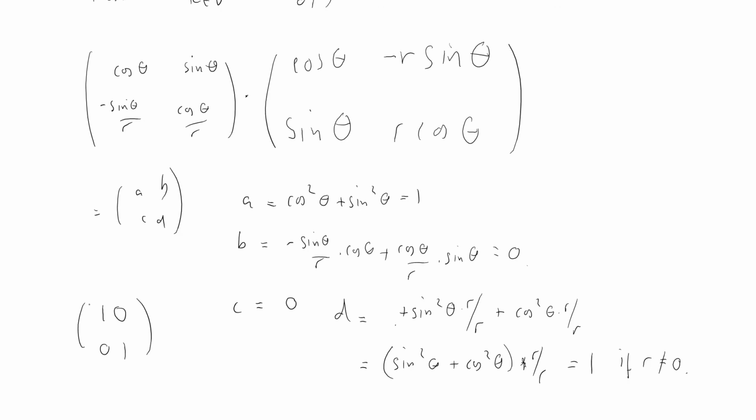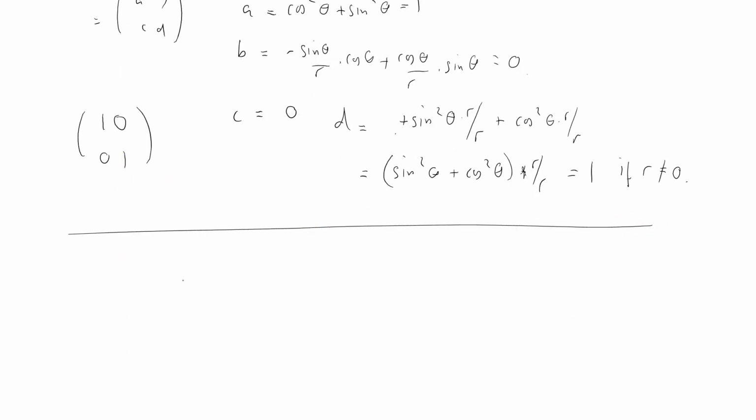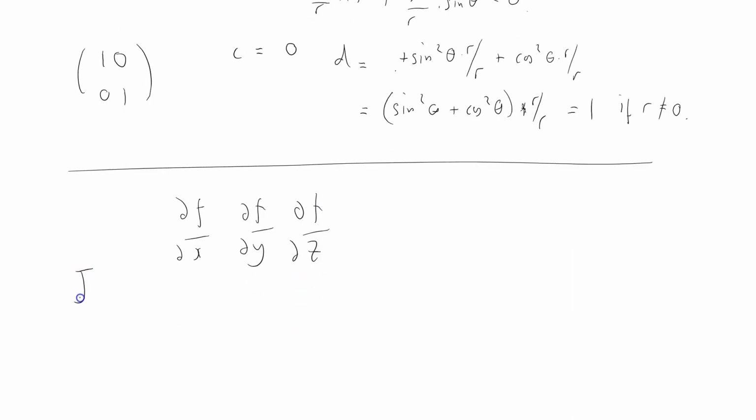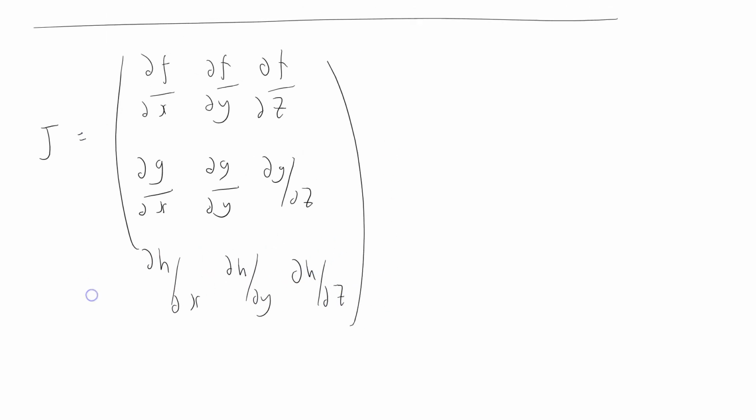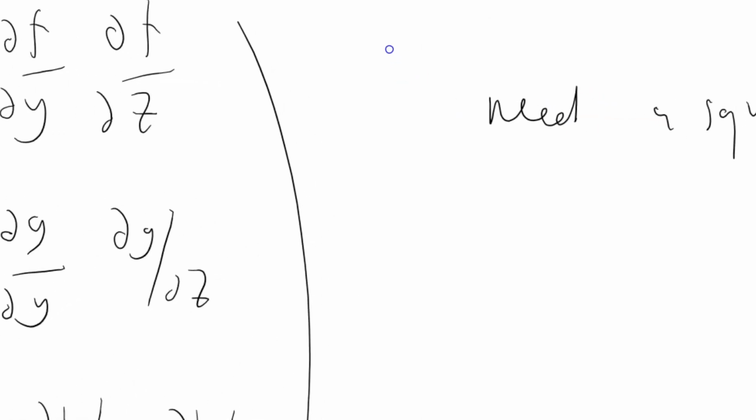And this works however big your matrix is. I could have a Jacobian which is ∂f/∂x, ∂f/∂y, ∂f/∂z, and we could have ∂g/∂x, ∂g/∂y, ∂g/∂z, and this one will be ∂h/∂x, ∂h/∂y, ∂h/∂z. Observe, you need a square matrix.